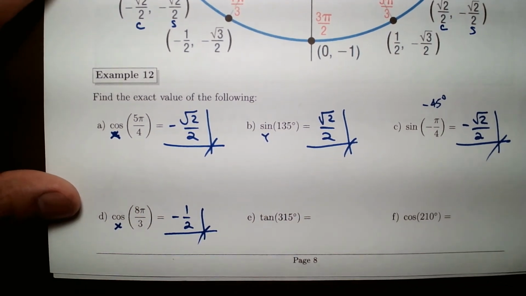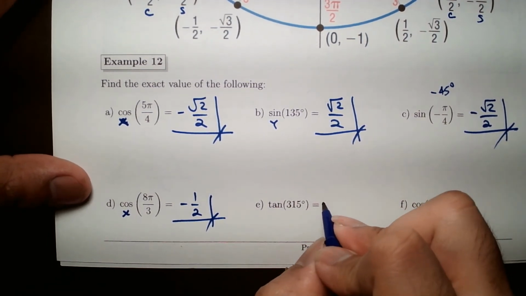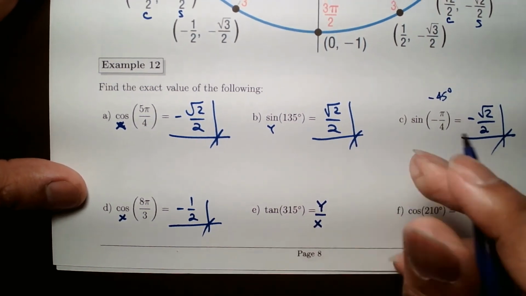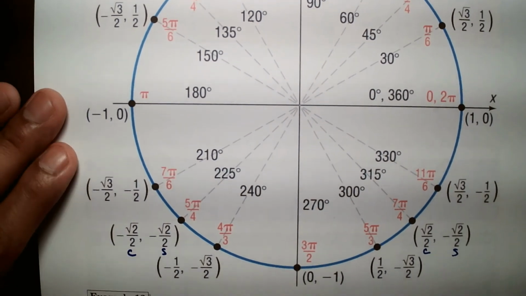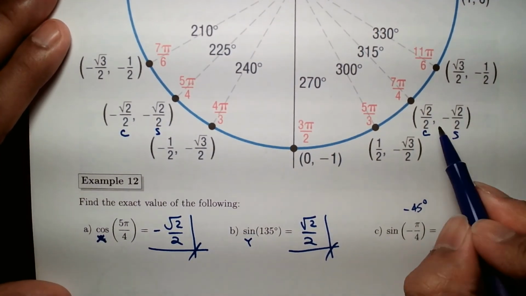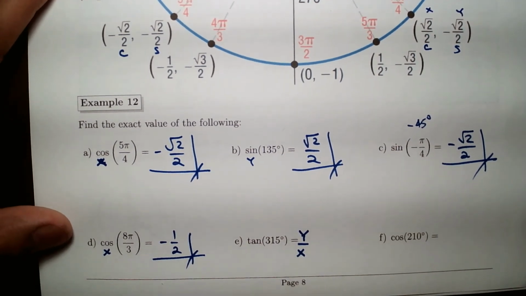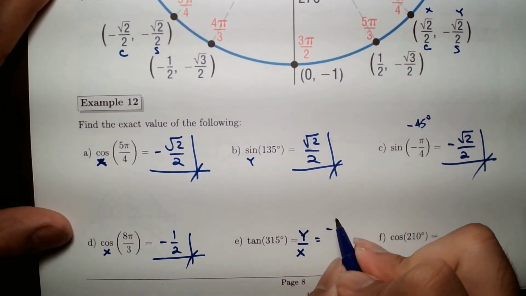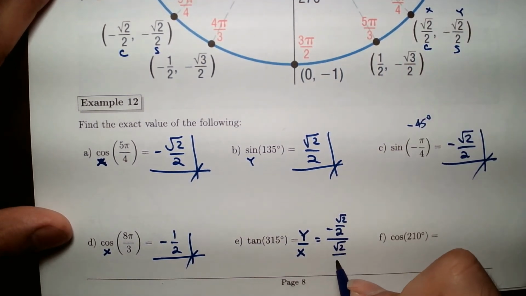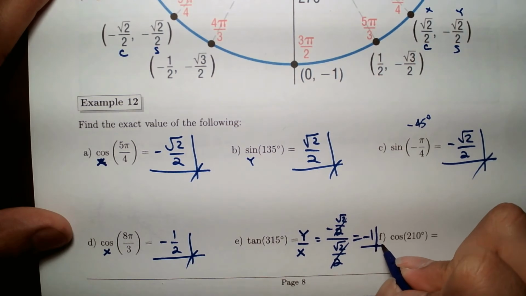Final answer. Tangent of 315. Finally, some tangent here. In this case, we're looking for y over x of whatever point is related to 315. Let's look for 315, which is right here, which is 7 pi over 4. This is our x, and this is our y. And y over x for this point is negative root of 2 over 2 over positive root of 2 over 2. Everything is going to cancel out, except for the minus, that's negative 1.